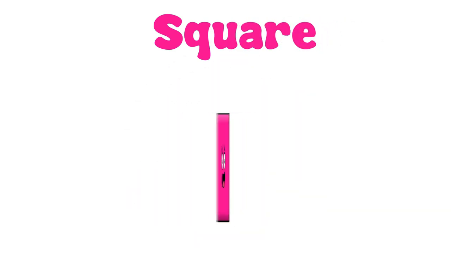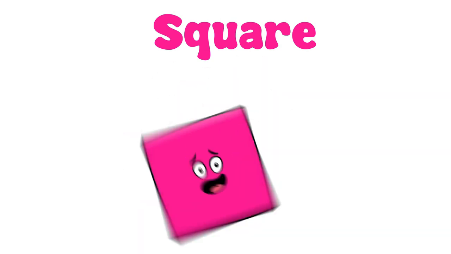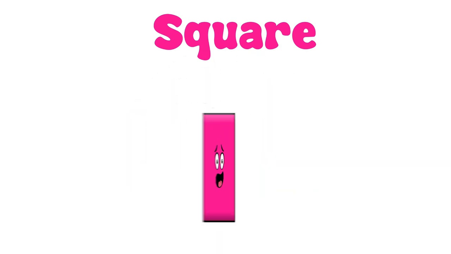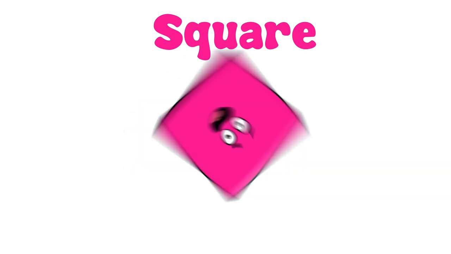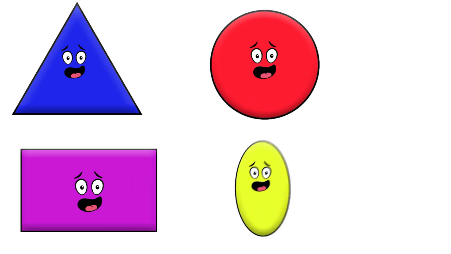I'm a four-sided square, shaped like a box. I'm a four-sided square, and all four sides are the same. Triangle, rectangle, circle, oval, square.